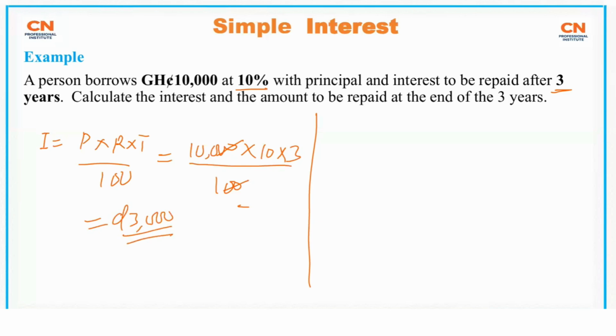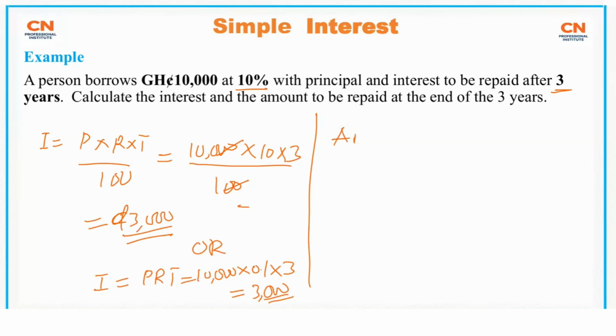Or what we said, if you are doing the other way around, if you are using principal, rate, time and you are not dividing by 100, then your principal is 10,000 by a rate of 10%. In this case, the 10% will be 0.1, then by 3, and this will give us the same 3,000. So this is the interest. All right, so we've gotten the interest.